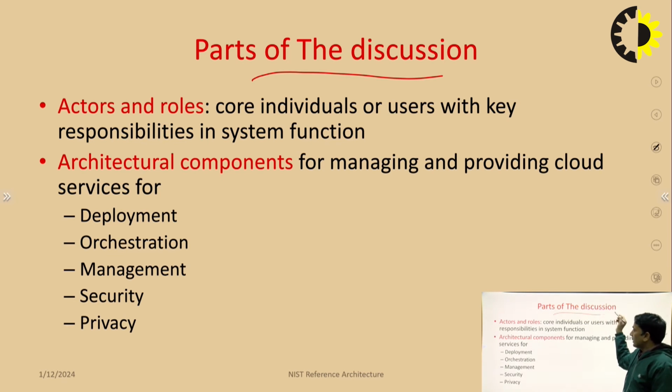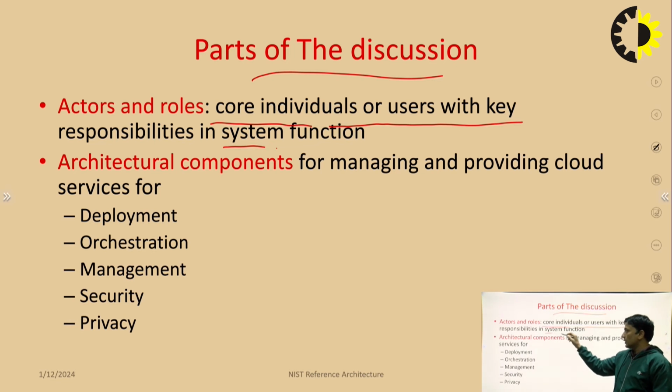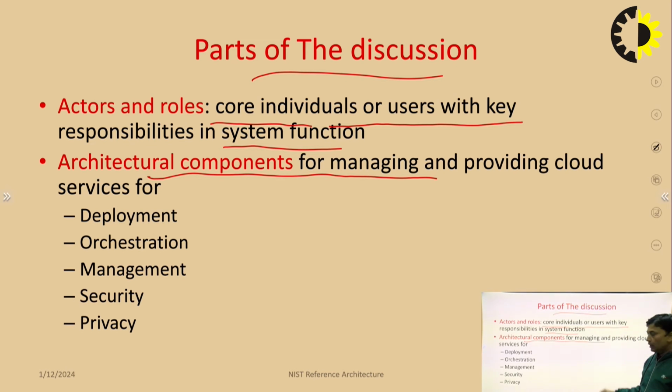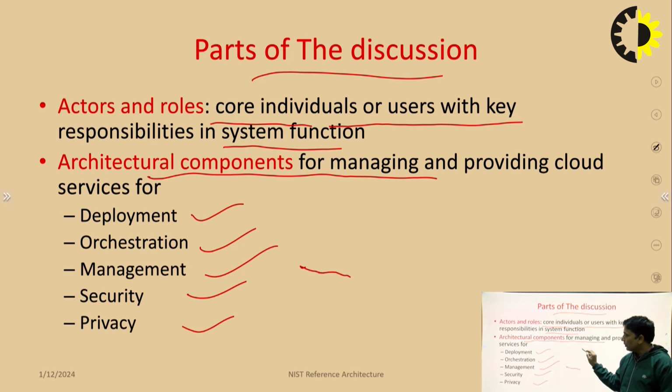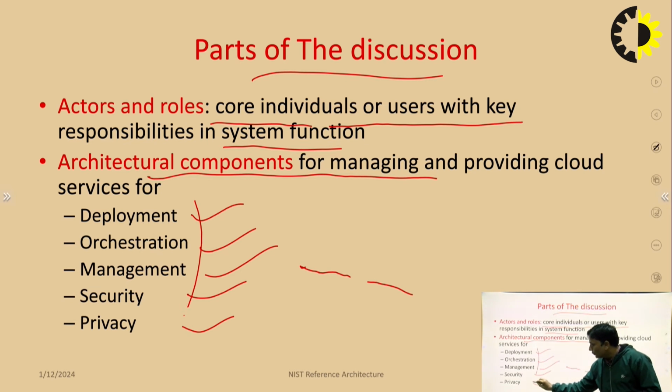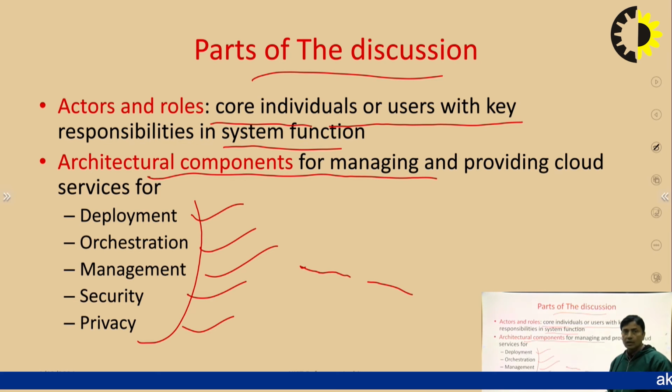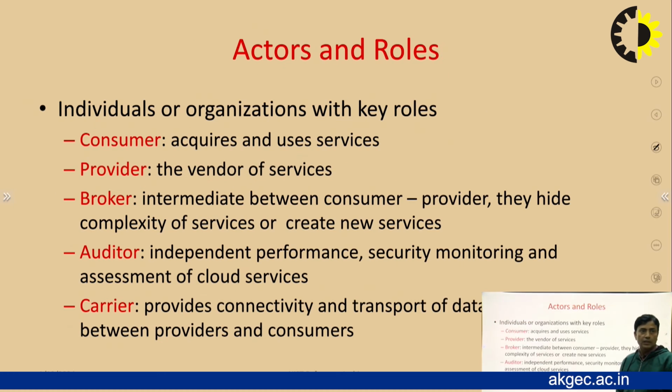So parts of this discussion, as we know, are the actors and roles. Core individuals or users with key responsibility in the system function are known as actors. There are 5 actors. And the architectural components, for managing and providing the cloud services, are for deployment, for orchestration, for management, for security, and for privacy. So these 5 services or functionalities are known as architectural components. This is the heart of this particular architecture.